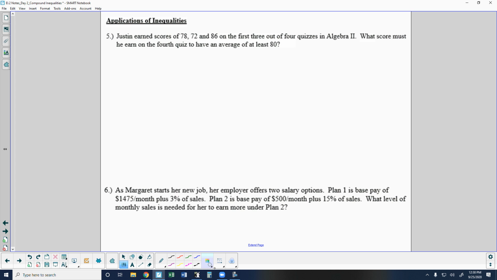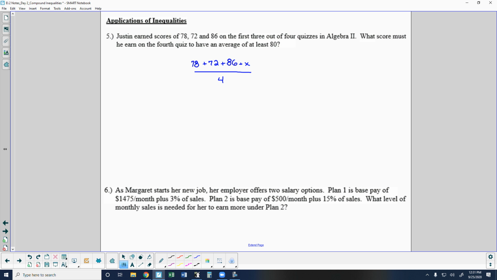So, Justin here, we know, has a 78, 72, and 86 on 3 quizzes, and then he's going to take a 4th quiz. So remember, when you find the average of scores, you take all the scores, you add them together, and you divide by the number of scores you're adding together. So those are his first 3 quiz scores that we added together. We do not know what he's scoring on the last exam. So let's make that one a variable. Let's make it x. There are 4 total scores there, so to find the average, we're going to divide by 4. So 78 plus 72 plus 86 divided by 3 would be his current average.